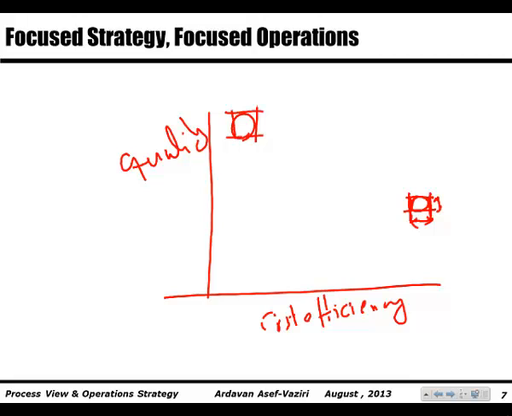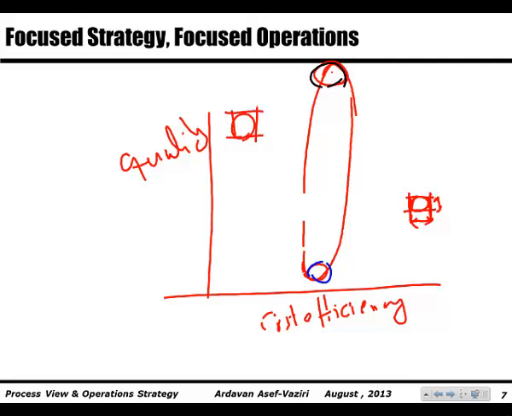But an organization like this means they produce very high quality products and they produce very low quality products. And they produce both of them on the same line. This company cannot compete.